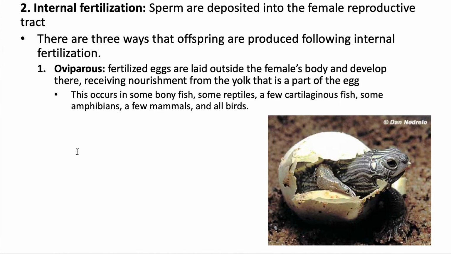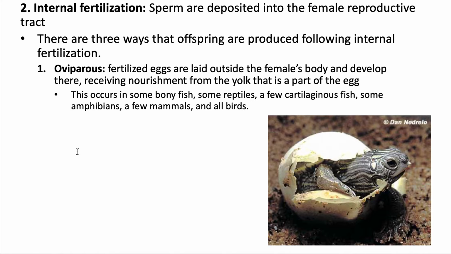Right. Then we have internal fertilization. This is when sperm are deposited into the female's reproductive tract. There are three ways that offspring are produced following internal fertilization. The first one is oviparous, rather. Sorry. Can't pronounce this correctly today.